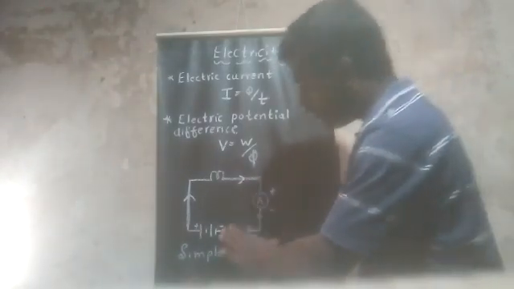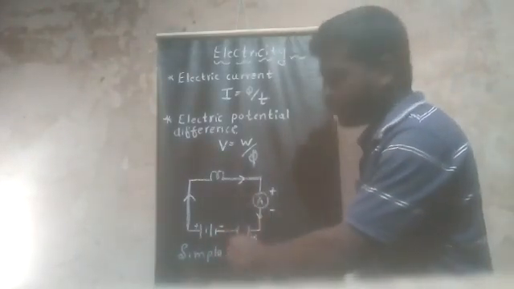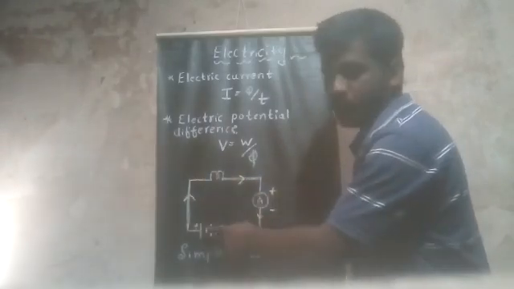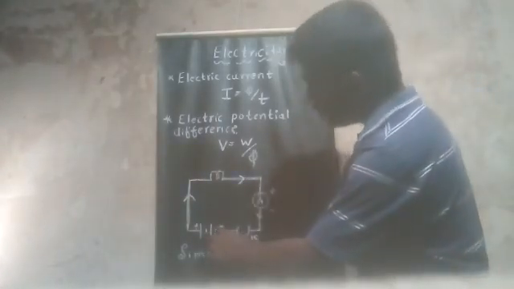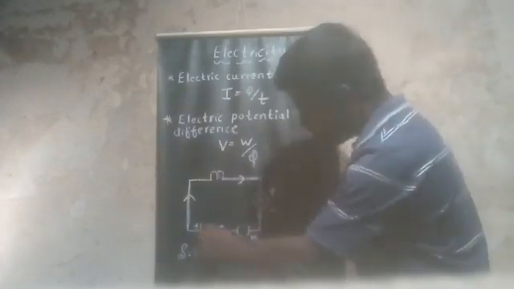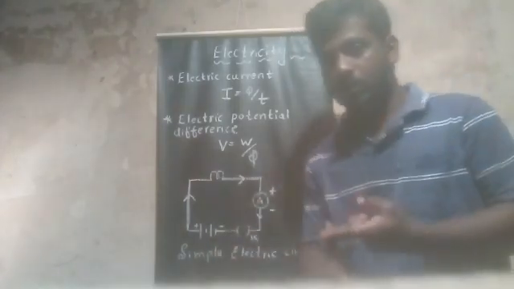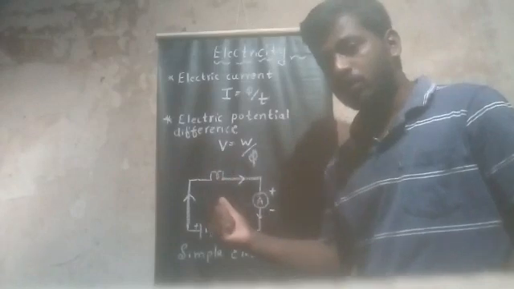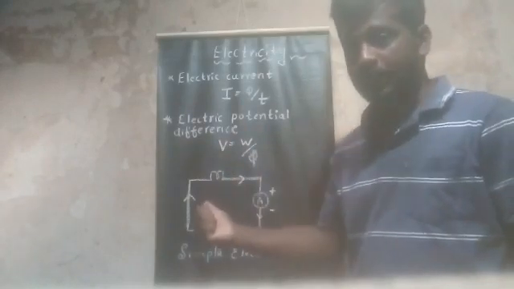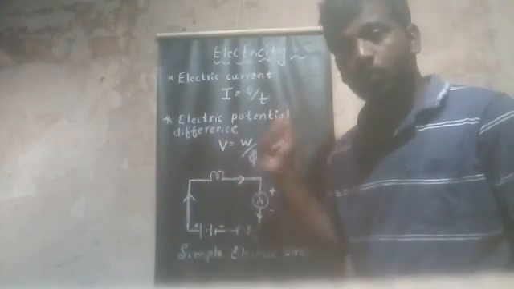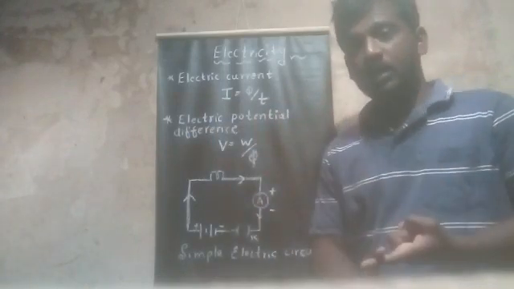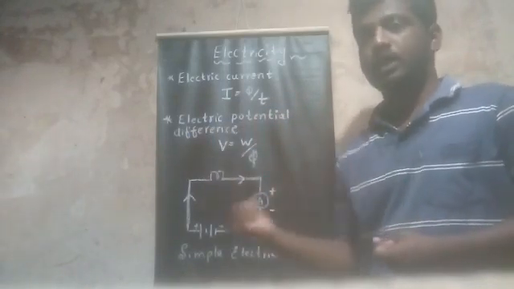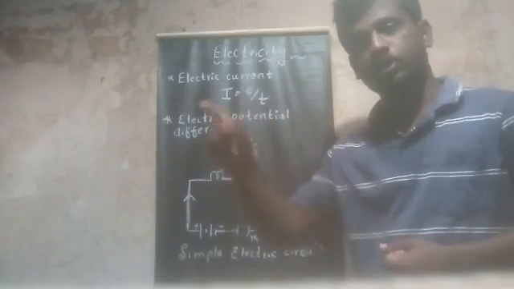So the current will always flow from higher potential to lower potential. One more point, the electrons always flow from the negative end to the positive end. So remember, the electrons are flowing from negative to positive, then the current will be from positive to negative direction. Whenever electrons are flowing from negative to positive, current will be from positive to negative.